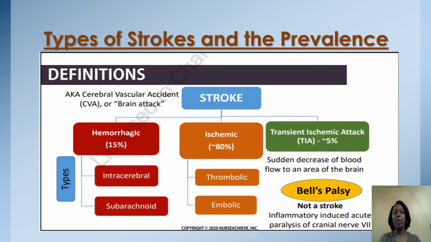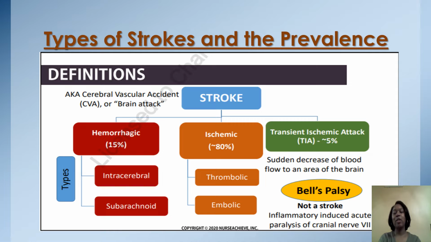There are two types of hemorrhagic strokes: ICH or intracranial hemorrhage, and SAH or subarachnoid hemorrhage. ICH is caused by bleeding within the brain tissue itself and is a very life-threatening situation. SAH is caused by bleeding in between the arachnoid space and the pia mater, which is directly outside of the brain.